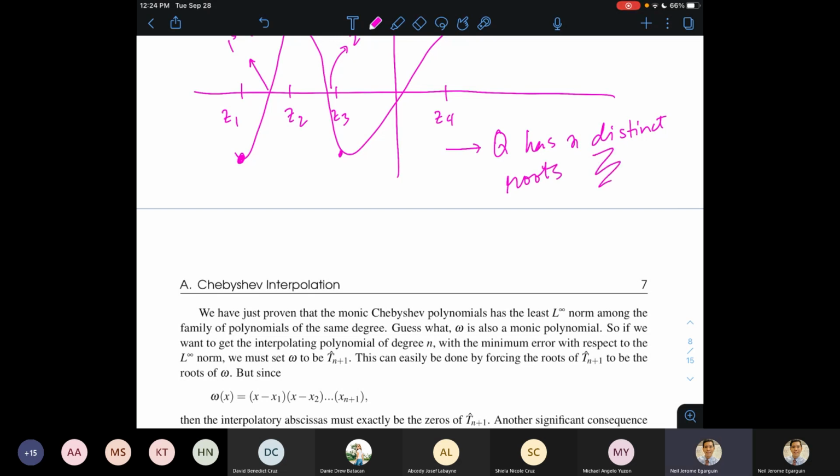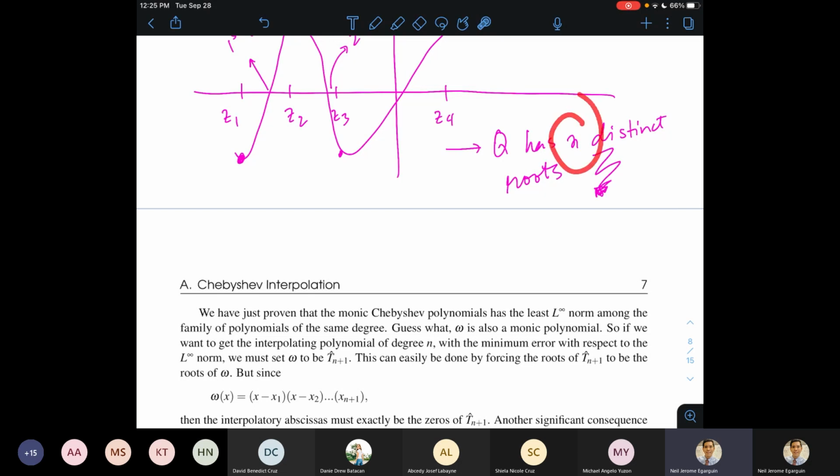And this is again a contradiction, a contradiction to the fundamental theorem of algebra. Kasi sabi ng fundamental theorem of algebra, kapag meron kang non-zero polynomial na degree n, ibig sabihin hanggang n lamang yung number of distinct roots niya. Pero ano ba ang degree ni Q? Si Q ay degree n minus 1.